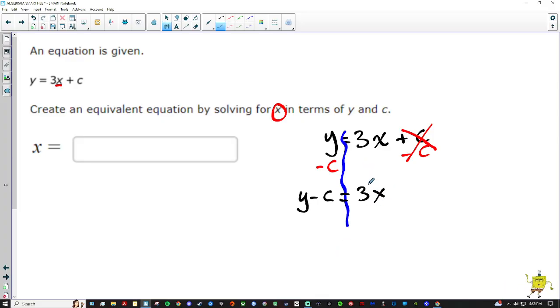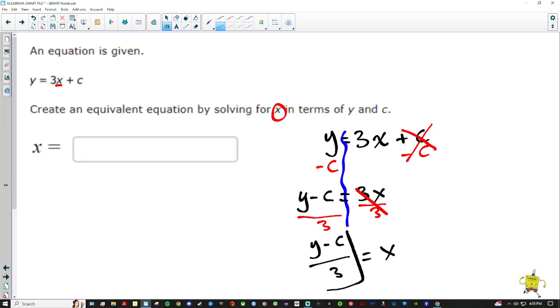X is almost by itself, but we still have a 3. So I'm going to divide both sides by 3. So y minus c over 3 equals x. That's our answer that we plug into our box. And we're done.